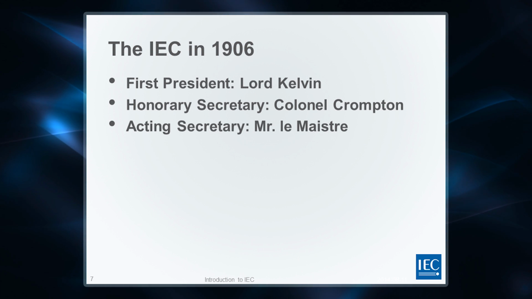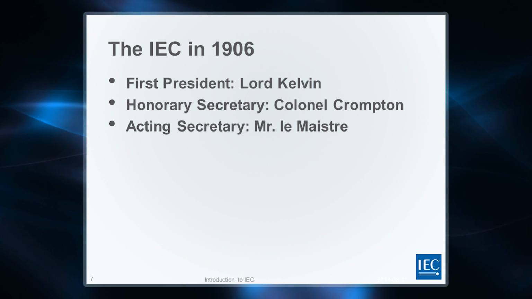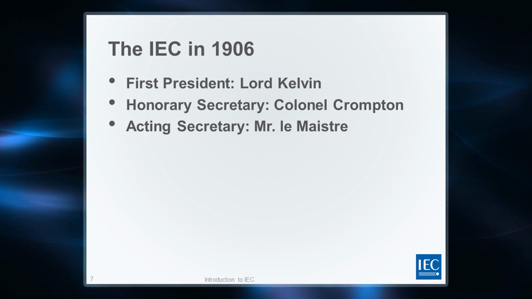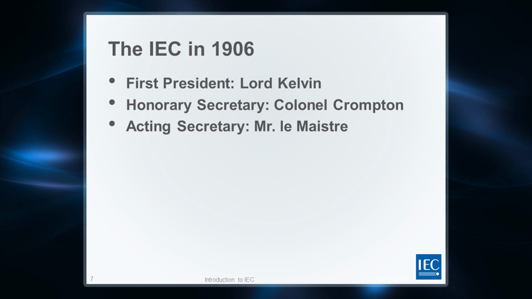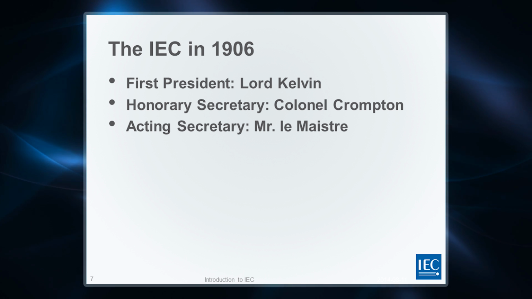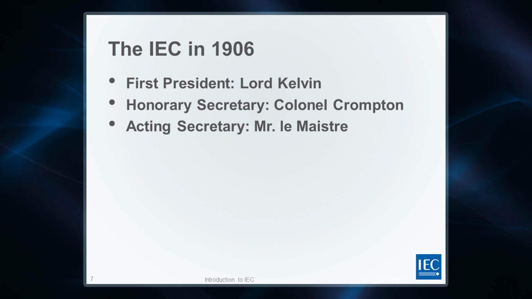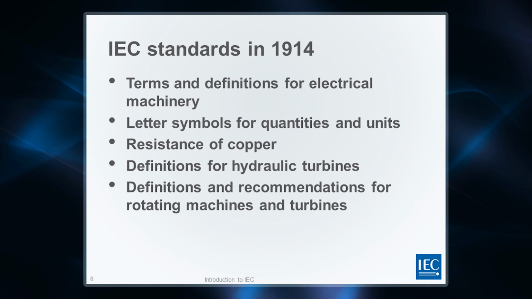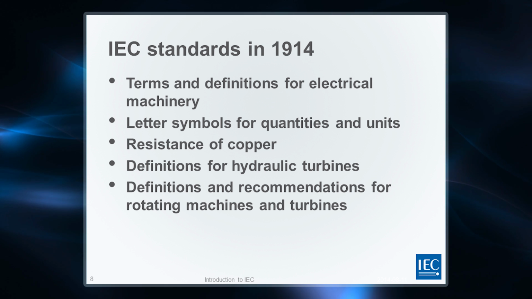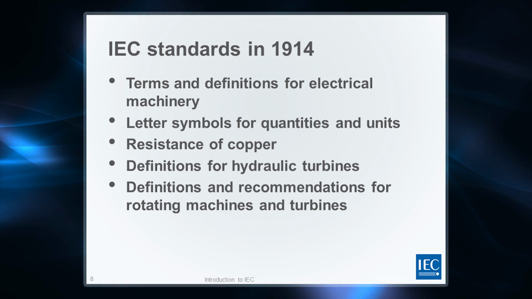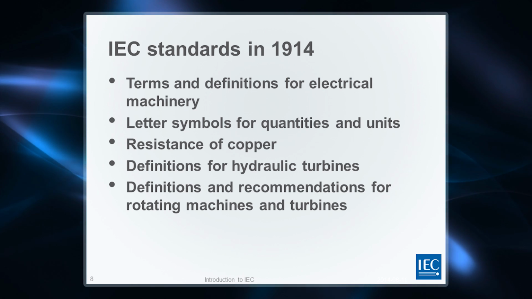Okay. Well, when the IEC started off, its first president was someone very illustrious, Lord Kelvin, the guy whose name is used in measuring temperature today. We had a secretary, a Colonel Crompton, obviously military, and the acting secretary was a Mr. Lemaitre. So by the time we got 10 years on, and this was the beginning of the outbreak of the First World War, these were the standards that had been published by then and agreed at that time.